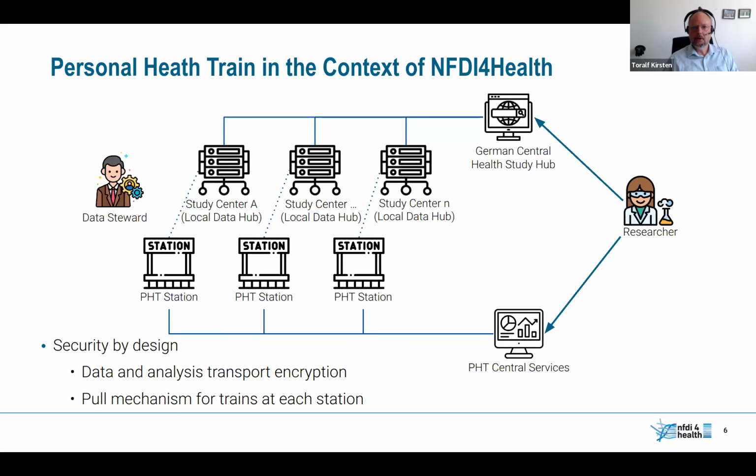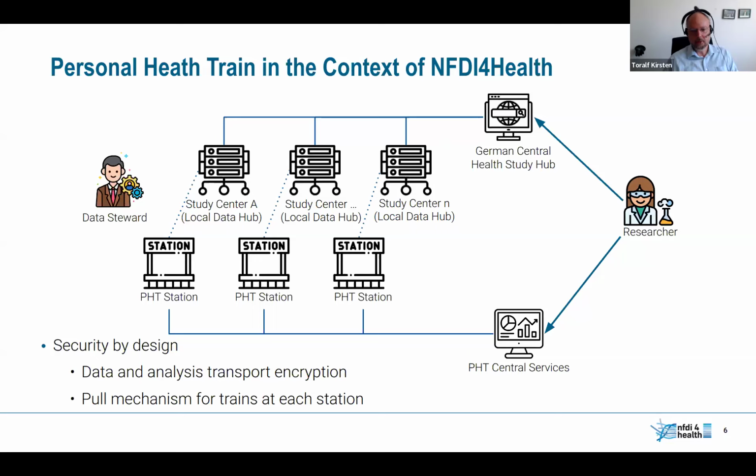So what we do in NFDI4Health, we create the local data hubs at each study center. And then we associate a PHT station at each location with the local data hub at each study center. And then you can have direct access to the data from the PHT station, not direct access from the scientist, from the point of view of a researcher.